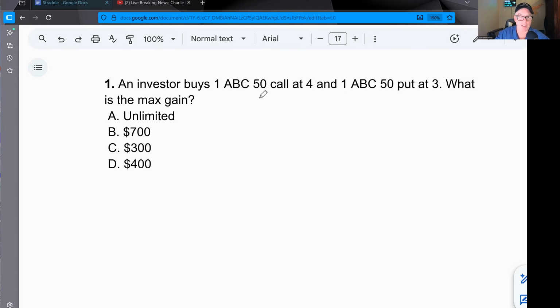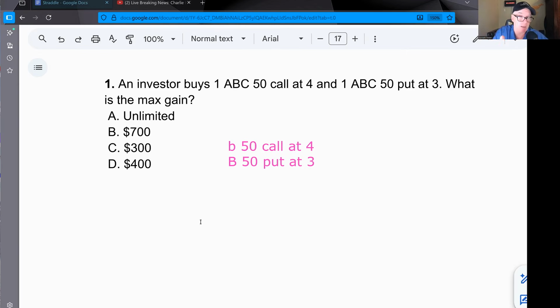So let's start with this one. We're going to do these until your mind bleeds. Okay, here we go. Buy a 50 call at 4. Buy a 50 put at 3. So this is a straddle. We bought a call, we bought a put. We're looking for volatility probably. I'm going to do max gain, max loss and break evens because I think that's going to help us practice this.